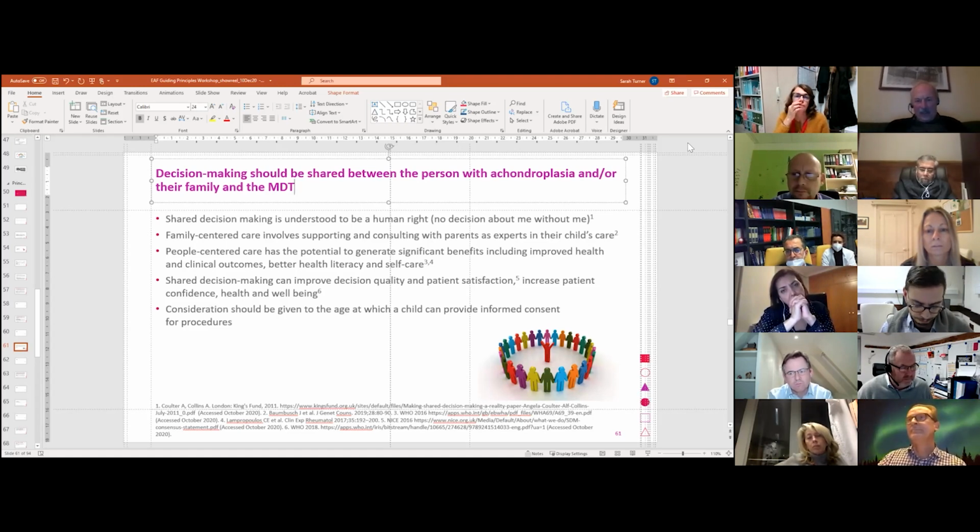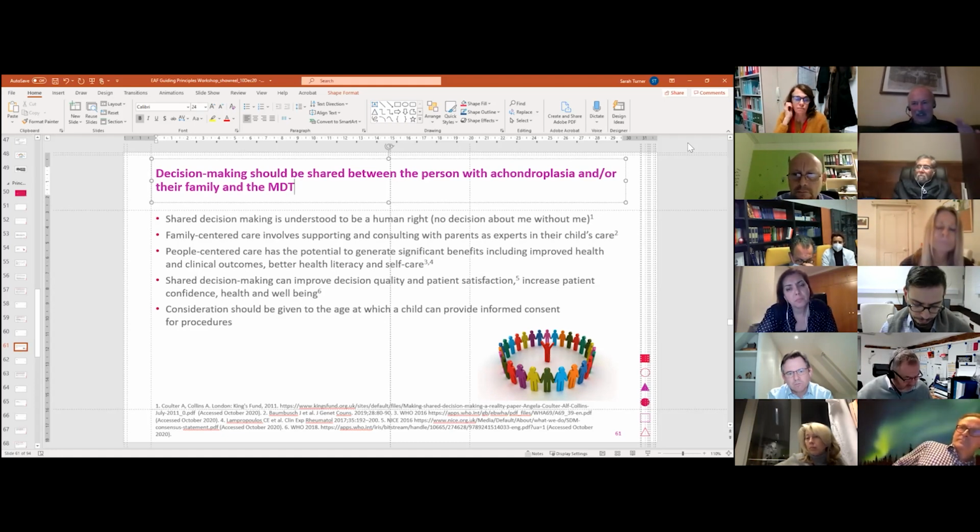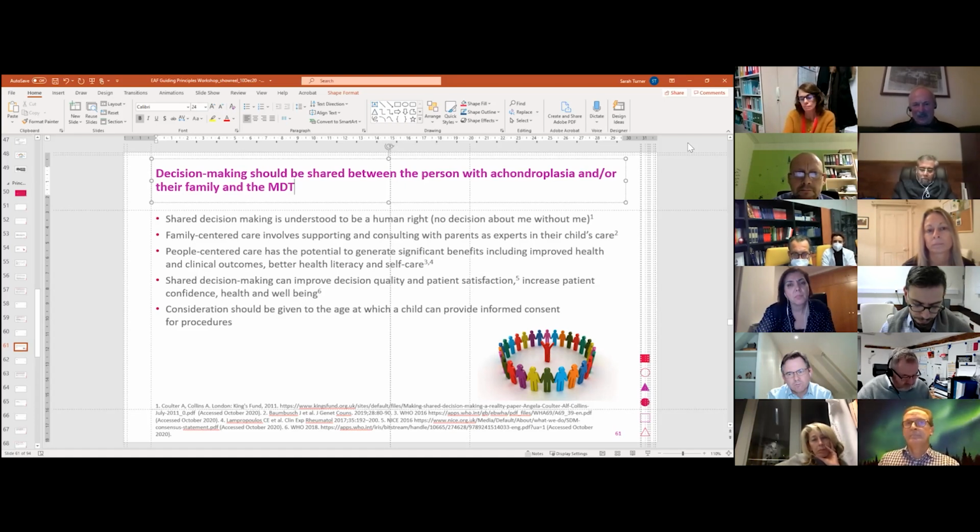I think MDT is very important for this decision making. For example, if you talk about anesthesia, you can combine anesthesia for different diagnostics also. And for the statement, yeah, we should leave it.